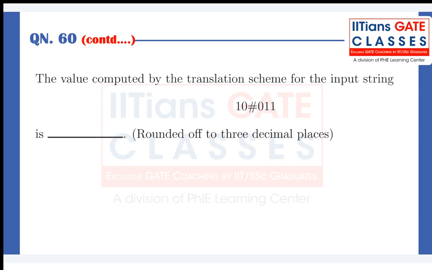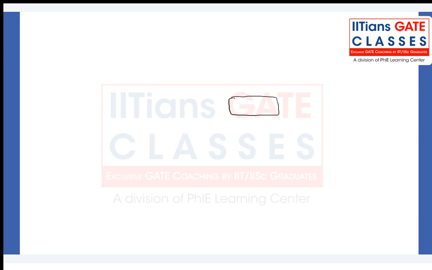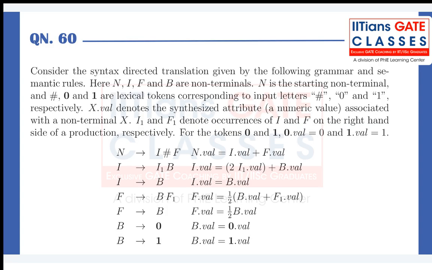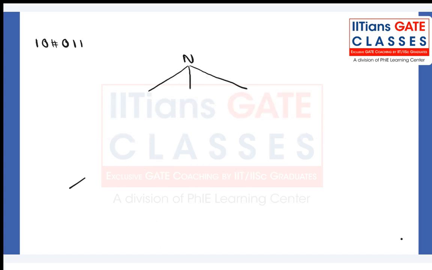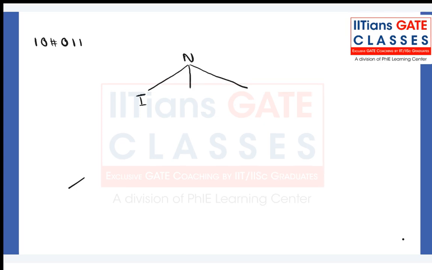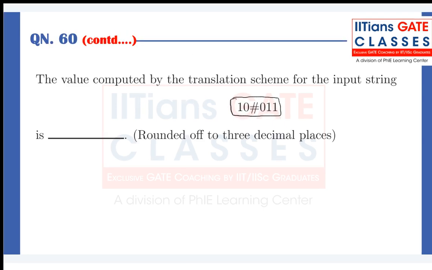So the first thing that you always have to do is look at the grammar, look at the string, and draw the parse tree. That's the first step, always. So 1 0 # 0 1 1 is my input string. You have to look at the grammar. You start at N. You can only replace N with this production: I # F. So you have generated the hash.